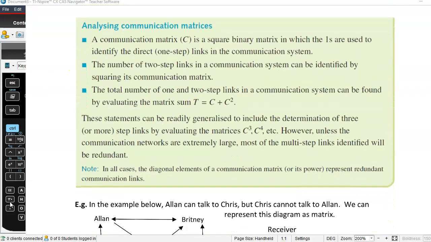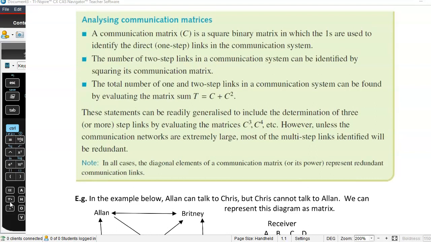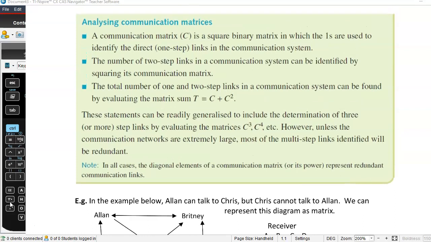I've taken this from the book because it says it rather nicely. It's a good little summary. A communication matrix is a square binary matrix in which the ones are used to identify the direct or one-step links in your communication system. When we square that communication matrix we can see the two-step links, and how many two-step links there are. The total number of one- and two-step links can be found by adding those two matrices together.